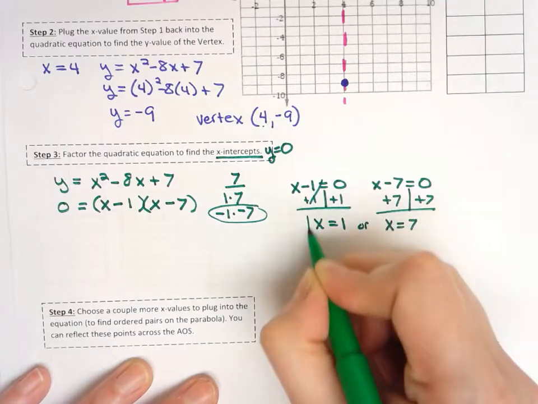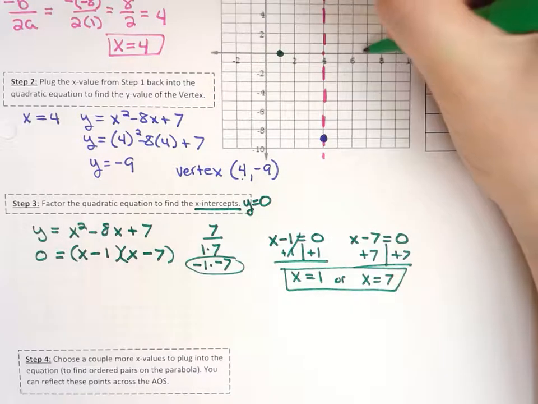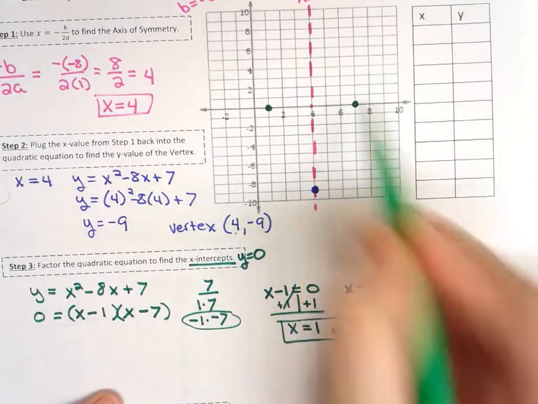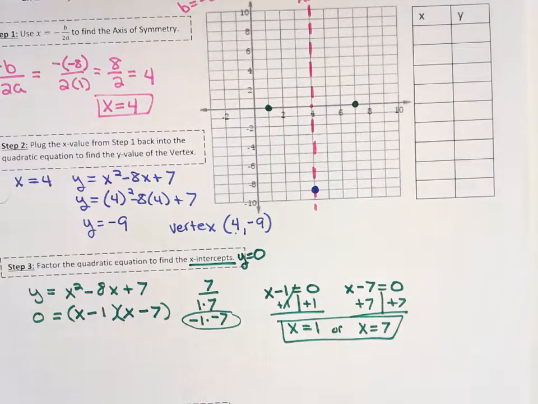Now, these are my x-intercepts, so let's go ahead and plot those points at 1 and 7. And notice that they are 1, 2, 3 units to the right and 1, 2, 3 units to the left of my axis of symmetry.